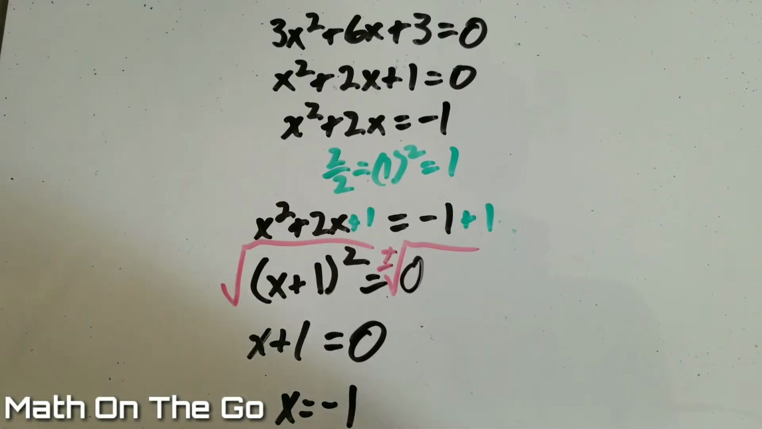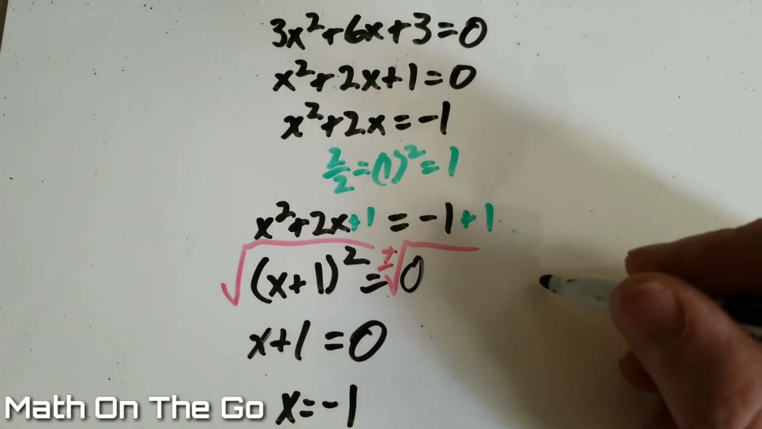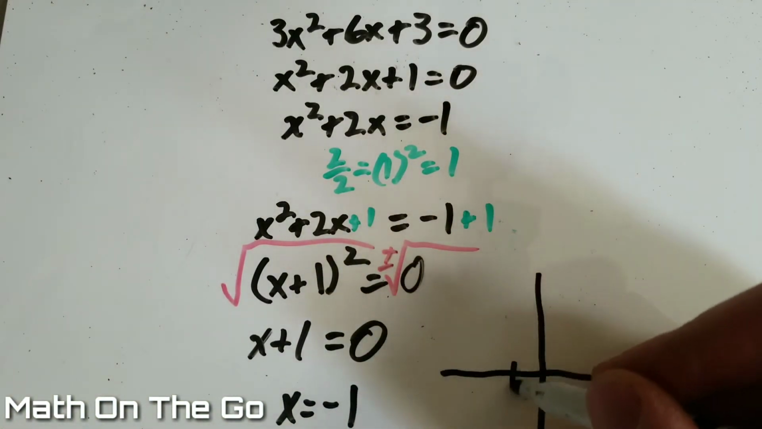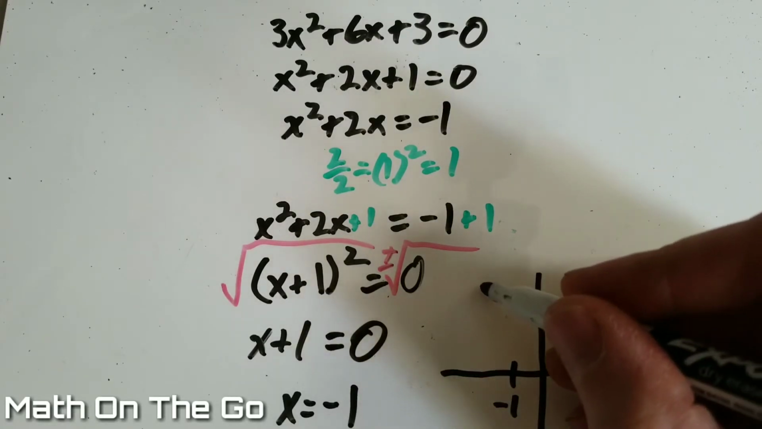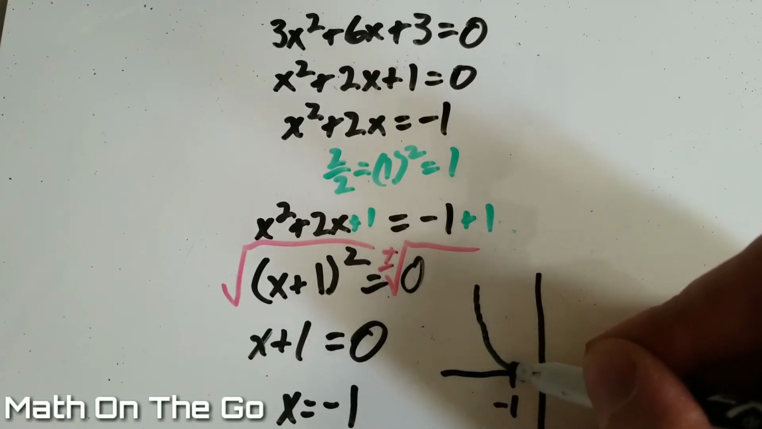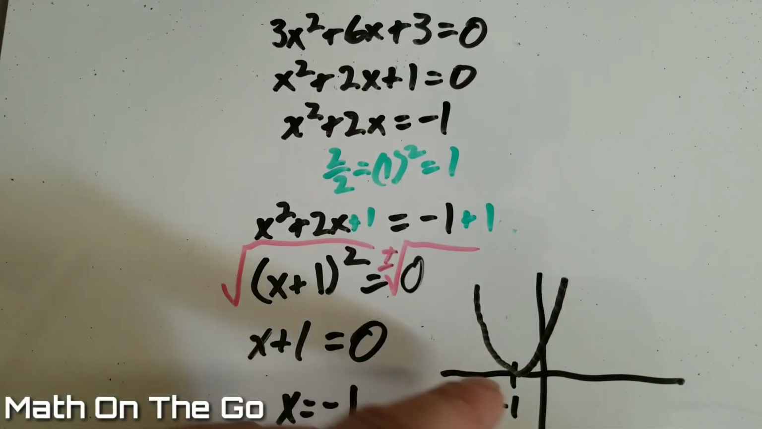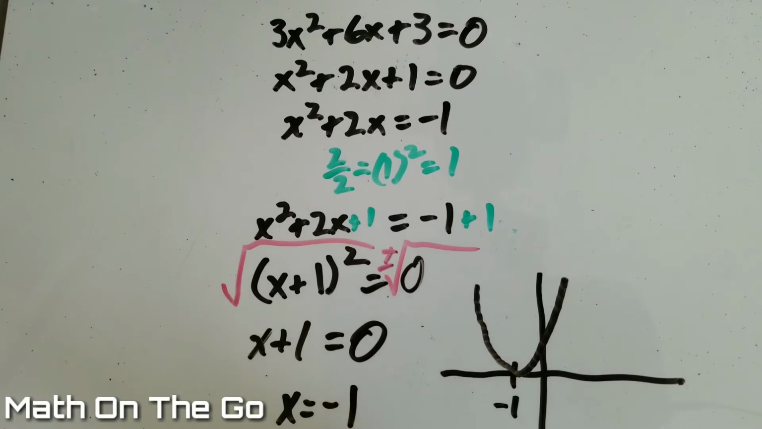Why aren't there two? Well, what this boils down to is the graph is going to look like this. Negative 1 being right there. It doesn't even cross the x-axis, but y is equal to 0 only at x equals negative 1. So that's why we only have one x-intercept.